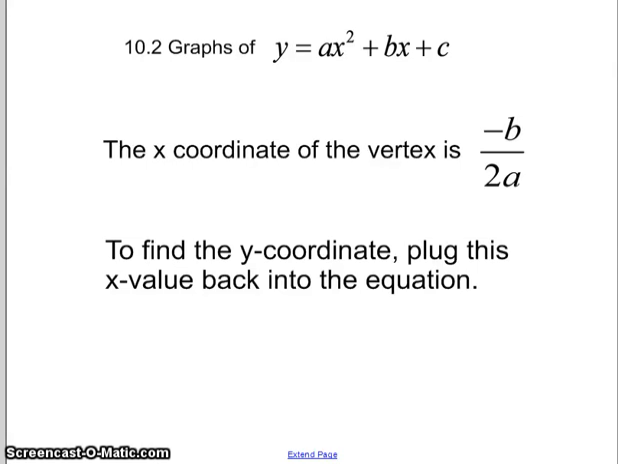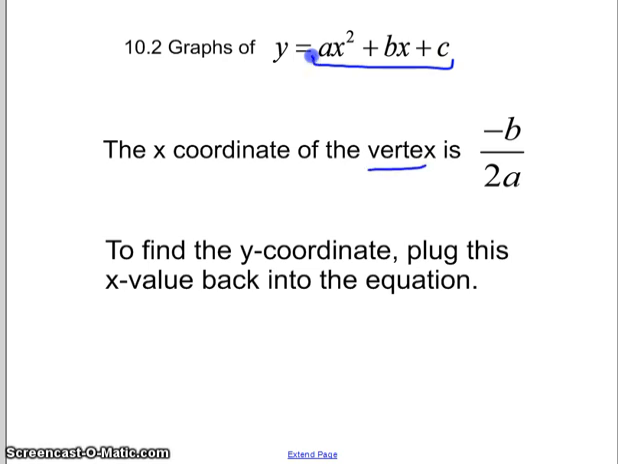Right, this is a lesson on section 10.2, graphing any quadratic equation in the form of ax squared plus bx plus c. What we have to know is that the x-coordinate of the vertex is negative b over 2a. To find the y-coordinate of the vertex, you plug that x value back into the equation provided. So a couple things here.